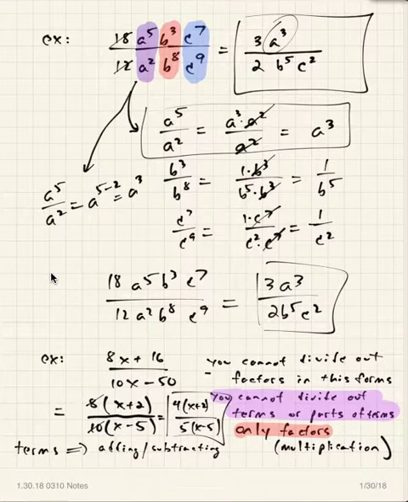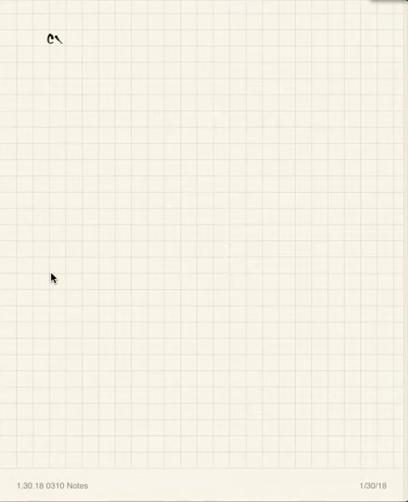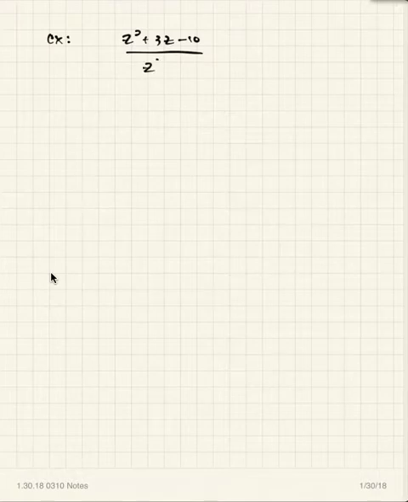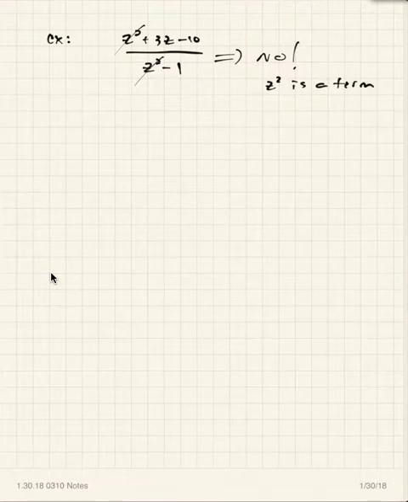Right, and so that's what we want to start talking about here, is when you can divide things out and when you can't divide things out. We're going to look at a ton of examples here to discuss that. So let's say we have z squared plus 3z minus 10 over z squared minus 1. So the question is, can I divide out those z squares? Because they look common in the numerator and the denominator. And the answer is no. You cannot do that. Why not? Z squared is a term. It's involved with addition and subtraction. And so you are not allowed to divide out those z squares like that.